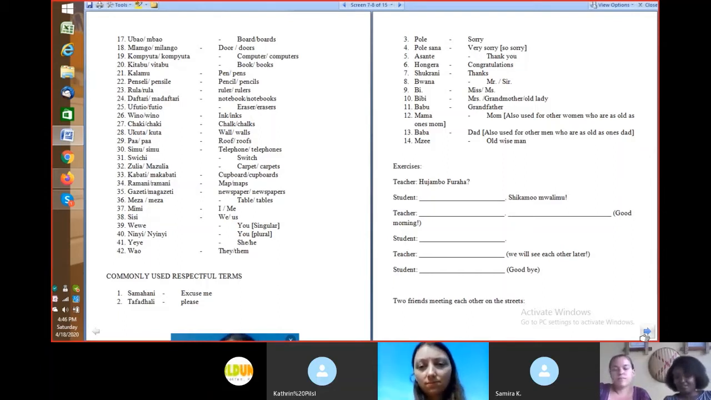And then the next word, tafadhali, is also a very important word, and it's used almost every day in different situations. For example, you can use tafadhali if you are asking for something. I want to ask Miriam to help me with something. Then I say, Miriam, can you help me with this? Tafadhali. Miriam, naomba nisaidie, tafadhali.